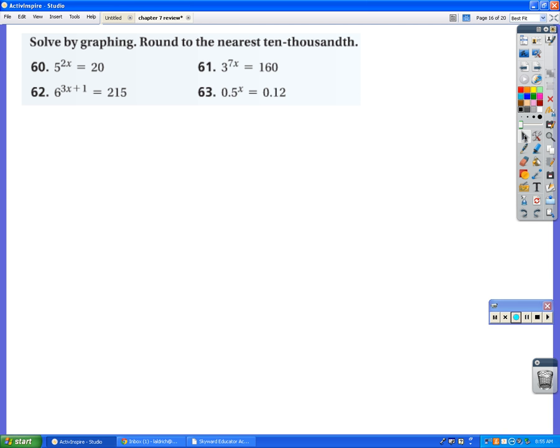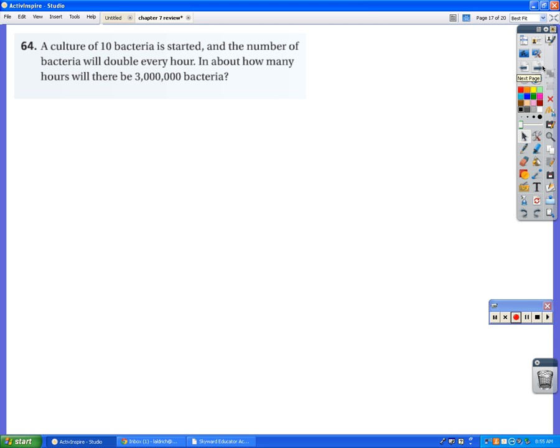Okay, I don't want to solve by graphing, so I'm going to skip 60 through 63. Yeah, that's just calculator junk. All right, let's do some word problems to wrap it up here.